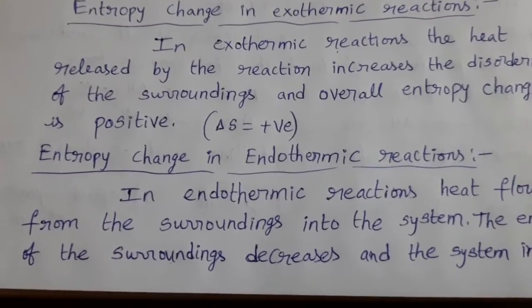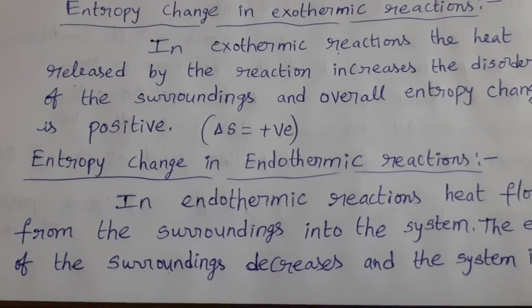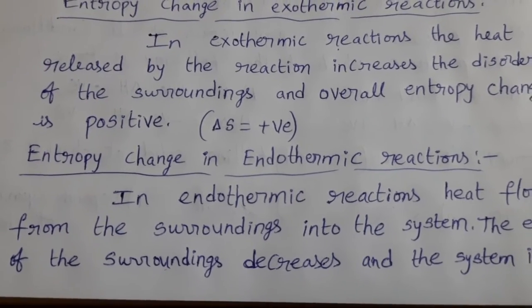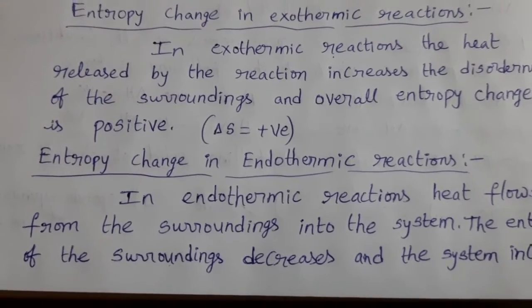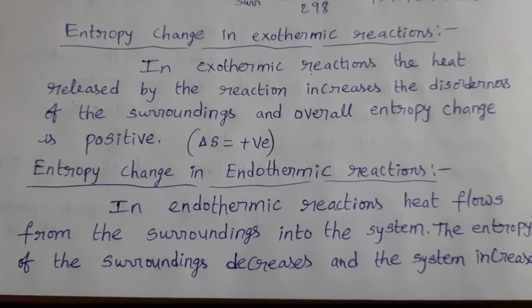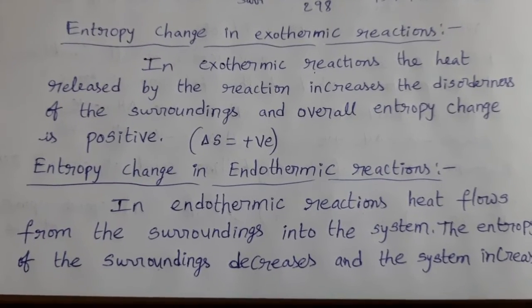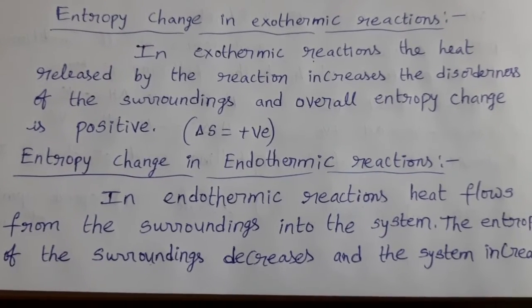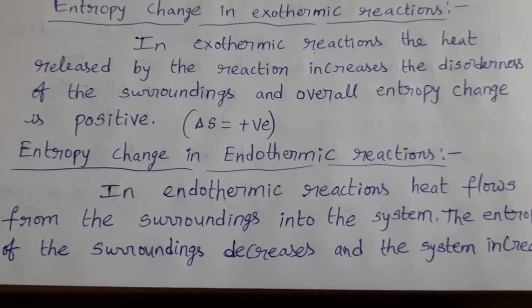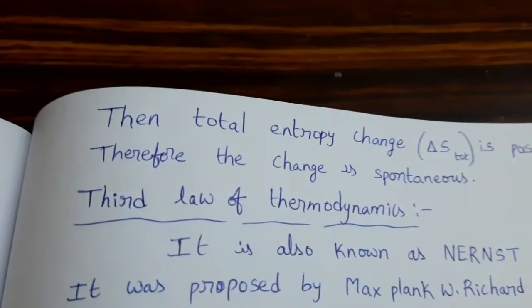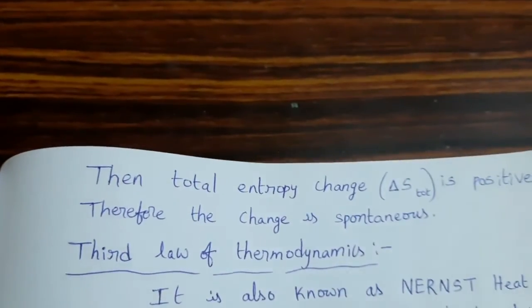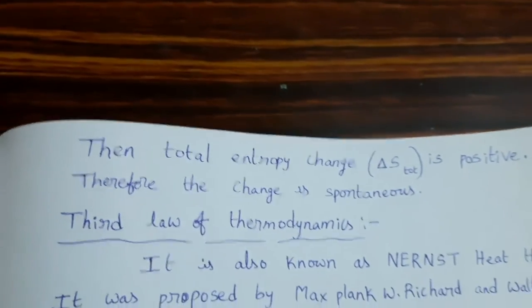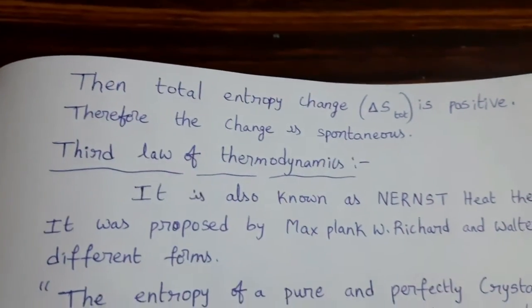Next, entropy change in endothermic reactions. Endothermic reactions means heat energy is absorbed from the surroundings. So in endothermic reactions, heat flows from the surroundings into the system. The entropy of the surroundings decreases and the system increases. Then total entropy change, delta S total, is positive. Therefore the change is spontaneous. Okay students, next important one.